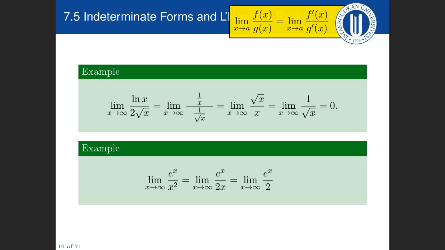Differentiate e to the power x to get e to the power x. Differentiate 2x to get 2. This is not infinity divided by infinity now. This is infinity divided by 2. So of course now we can see that this limit is equal to infinity.